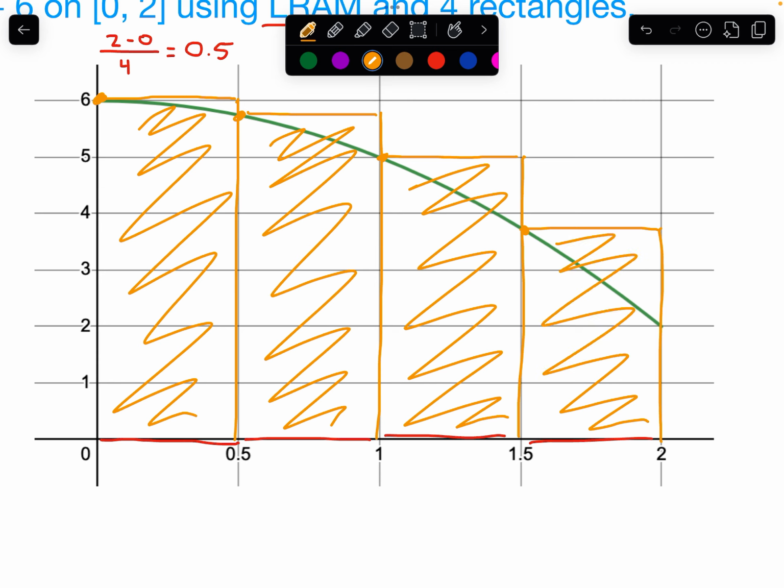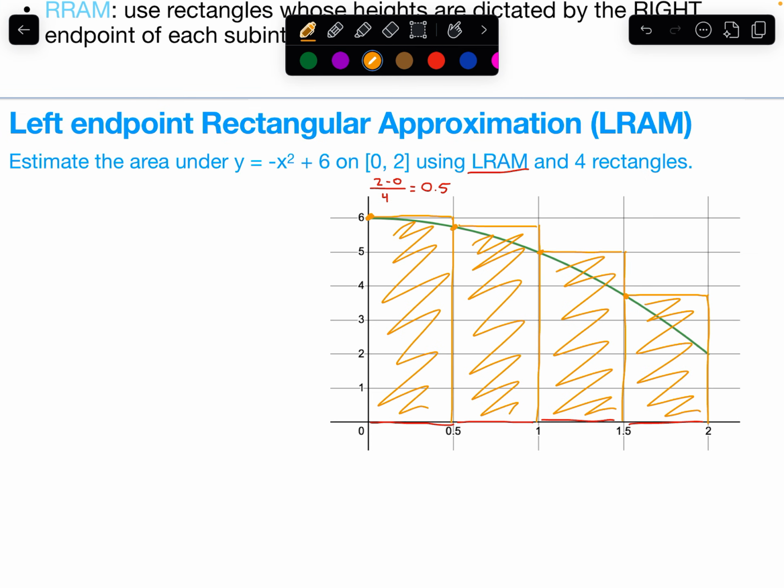Now, clearly, we're going to get an overestimate because these rectangles extend above that curve. We're going to talk more about that in subsequent lessons and in your homework assignment. So those are our rectangles. Let's now calculate the area of each, and we can add them all up in order to approximate this area. So we're going to need the heights of our rectangles.